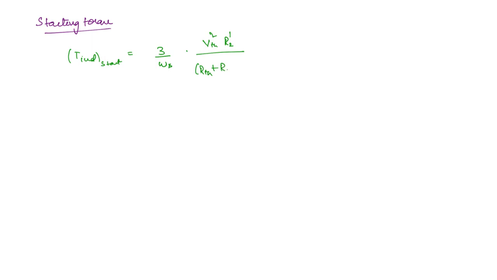Next, what is the expression for starting torque? Starting torque means simply you have to substitute S is equal to 1. So what will you get? T induced at start is equal to 3 by omega S into VTH square R2 dash by S, S is equal to 1, and here you are going to get R2 dash upon (RTH plus R2 dash) whole square plus (XTH plus X2 dash) whole square. Now what about maximum starting torque?